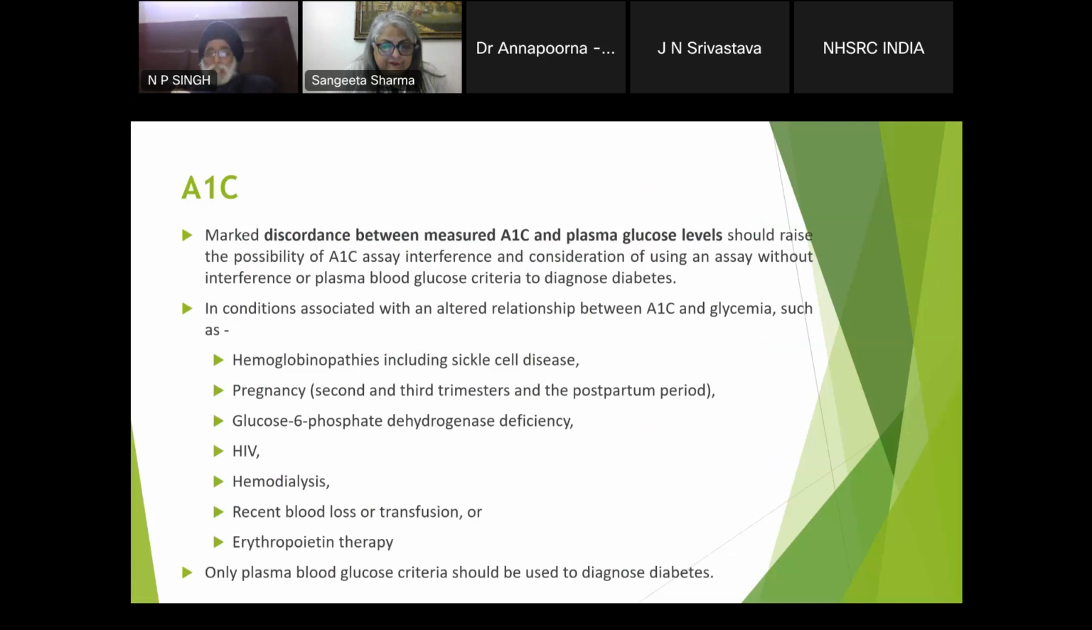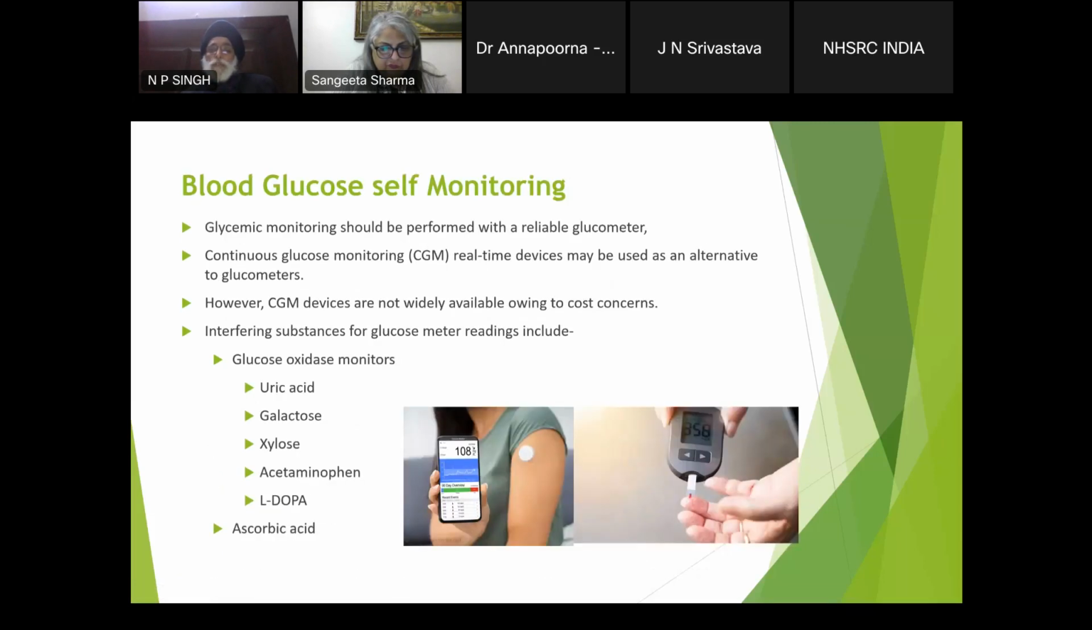What is important is to realize whether HbA1c is a very reliable indicator. When you have a marked discordance between the measured A1C and the plasma glucose level, you should suspect there is something wrong with the HbA1c. Because with the way we test it, it is basically a glycosylated hemoglobin which we are testing, and it can get impacted due to the presence of hemoglobinopathy like sickle cell disease, pregnancy, especially in the second and third trimester, G6PD deficiency, HIV, hemodialysis, or a recent blood transfusion or erythropoietin therapy. In these situations, we should rely more on blood plasma glucose than HbA1c. Otherwise, HbA1c is a very good tool to detect diabetes.